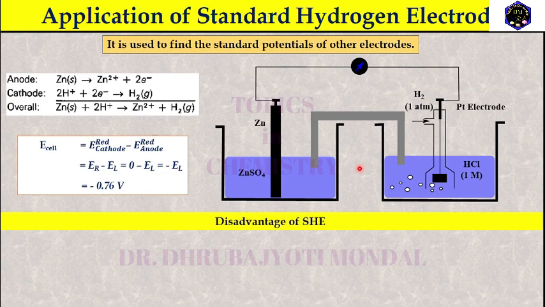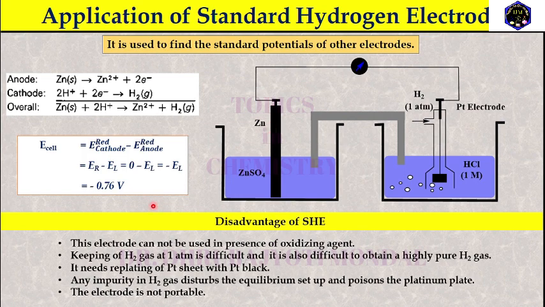Now, there are some disadvantages of the hydrogen electrode. So what are those disadvantages? Number 1, this electrode cannot be used in the presence of an oxidizing agent. Number 2, keeping hydrogen gas at one atmosphere is very difficult, and it is also difficult to obtain highly pure hydrogen gas. Number 3, it needs replating of the platinum sheet with platinum black. Number 4, any impurity in the hydrogen gas disturbs the equilibrium setup and poisons the platinum plate.